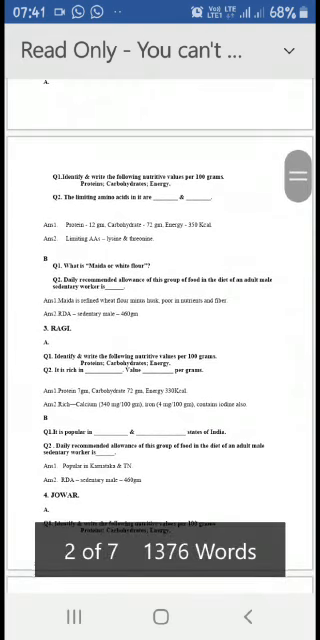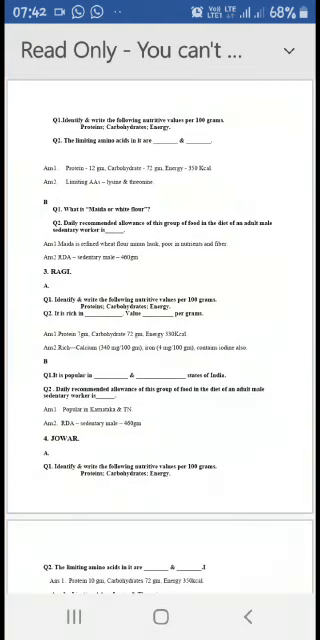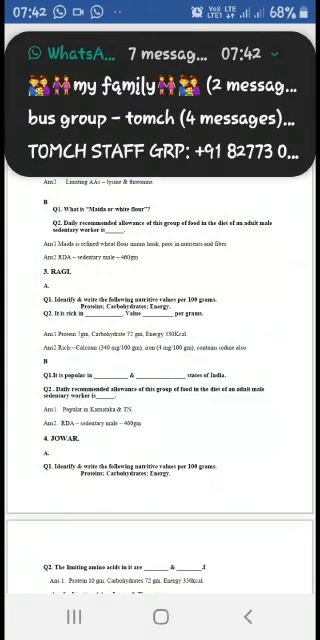Next, what is wheat flour or maida, and what is the recommended daily allowance of this group of food in the diet of an adult man? Maida is the refined form of wheat flour. The husk is removed totally, and it is a fine form of wheat. In a sedentary man, the recommended daily allowance is 460 grams. Maida is also from wheat, but it is also called white flour. These are the must-know things under wheat.